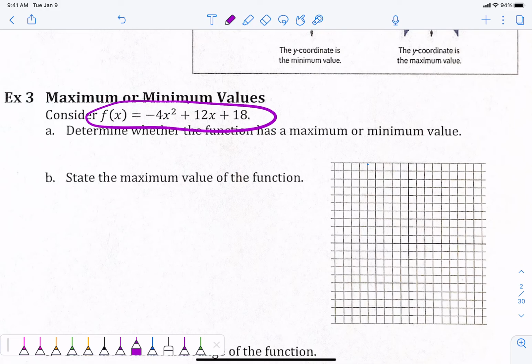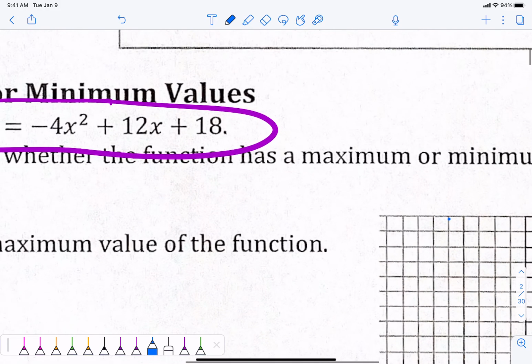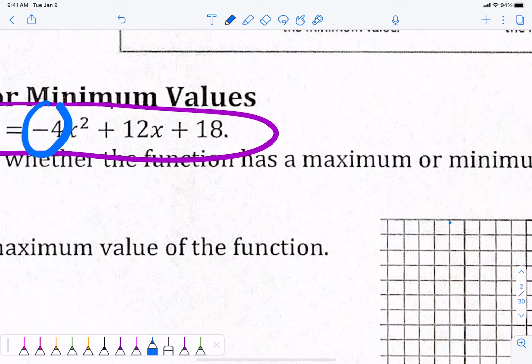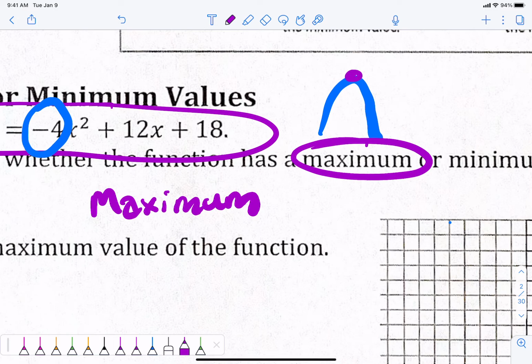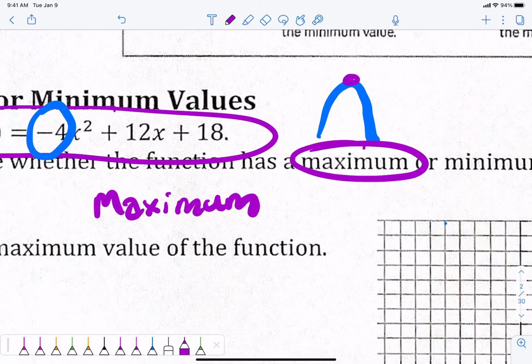Next, it says, determine whether the function has a max or a min. Before we do that, is he going to open up or down? Down. How do you know he opens down? Because it's negative. You're right. Opens down. Is he going to have a max or a min? He's going to have a max, so we're going to circle the word maximum. Or you can write it down, maximum. He's going to have a maximum point. He's going to have a high point. Okay? Now, this is my maximum. What's another name for that maximum point?